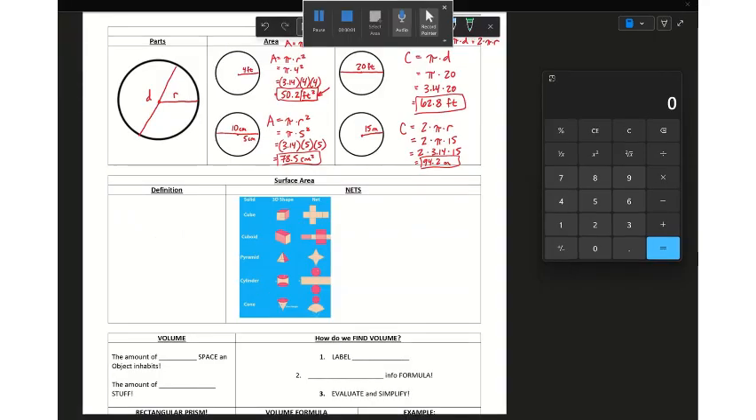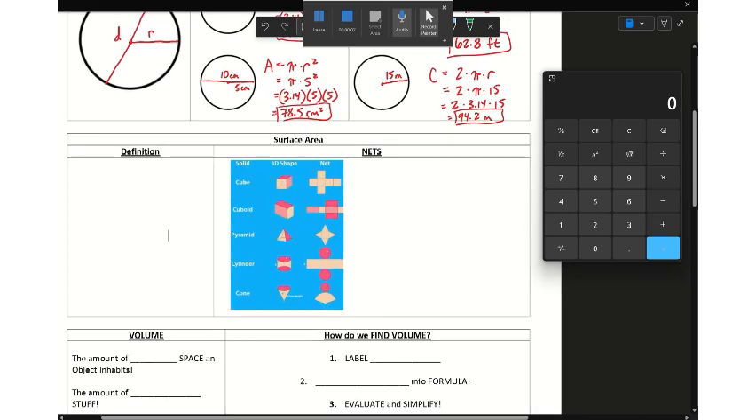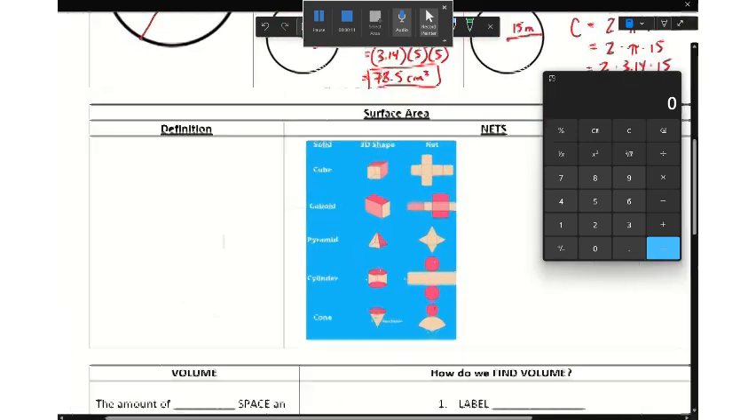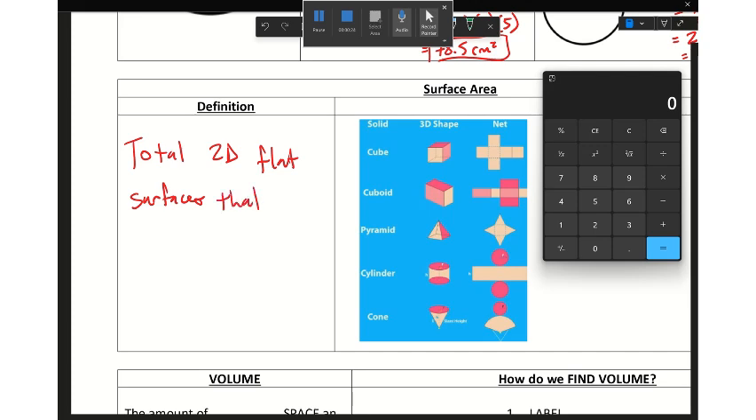All right, now that we're done with circles, let's take a look at surface area. Now the surface area section of this exam is really straightforward because all you need is the definition and what the nets look like. For the definition, surface area is defined as the total 2D flat surfaces that create the object.